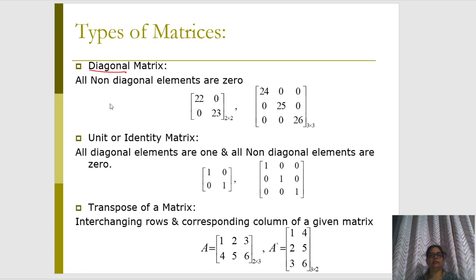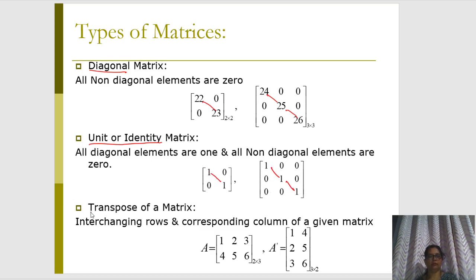Diagonal matrix, that means all non-diagonal elements are 0. Now these are the diagonal elements, all other elements are 0. Here in the second example, these 24, 25, 26 are the diagonal elements, all other non-diagonal elements are 0. That means these are diagonal matrices. Now unit or identity matrix, that means these diagonal elements are 1, all other elements are 0. Here diagonal elements are 1, all other elements are 0.